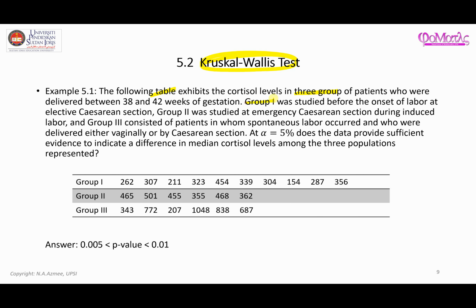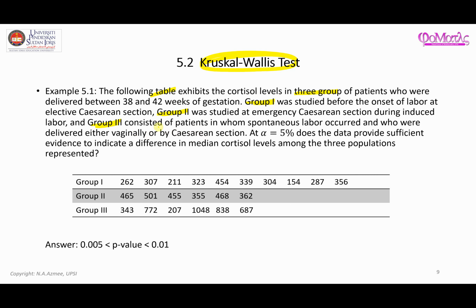Group 1 was studied before the onset of labor at elective caesarean section. Group 2 was studied at emergency caesarean section during induced labor, and group 3 consisted of patients in whom spontaneous labor occurred and who were delivered either vaginally or by caesarean section.